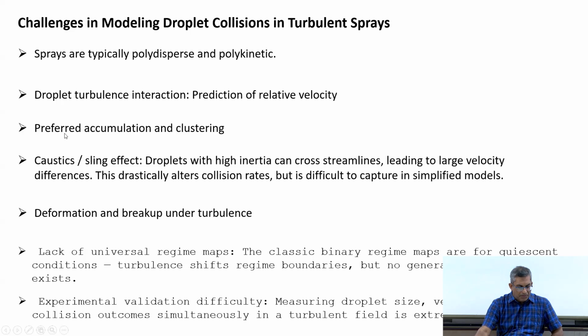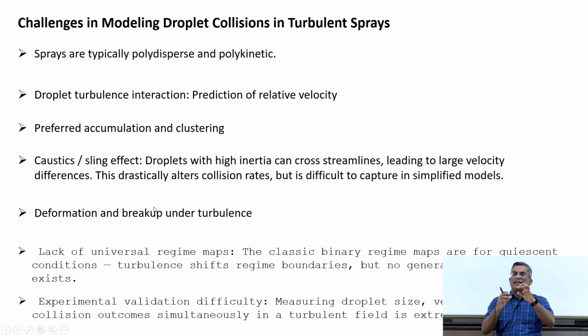And we have preferential accumulation, clustering of particles. This can also promote collision and coalescence. And there is something called caustic effects, where droplets with high inertia can cross streamlines. Because if particles have a large relative velocity between each other, they will cross the streamlines of each other, leading to large velocity differences, and this can drastically alter the collision rate, but it is difficult to capture in simplified models.